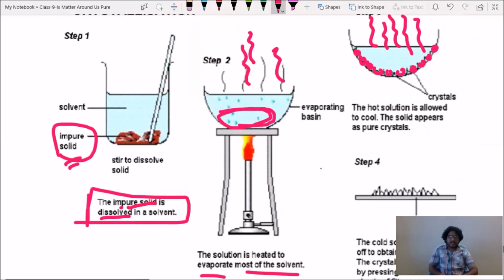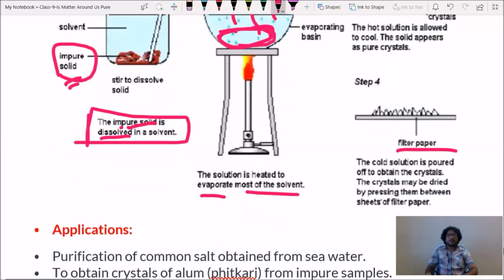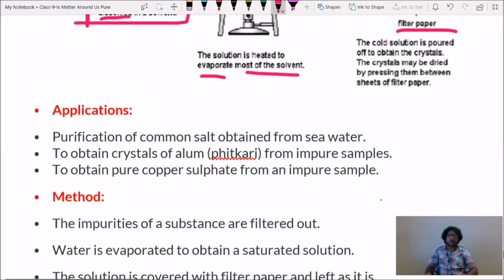First, add those impure crystals to water and stir it. Next, evaporate it. Heat that, and most of the water will be evaporated, and we are left with only pure crystals. Again, you can filter that, and you get pure crystals from the impure solid.